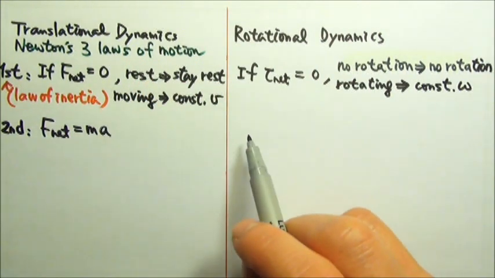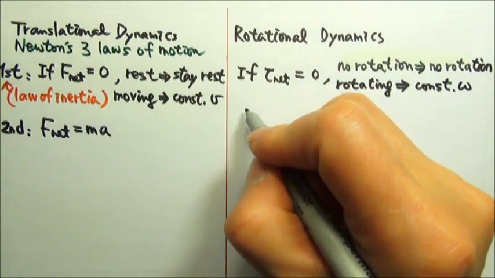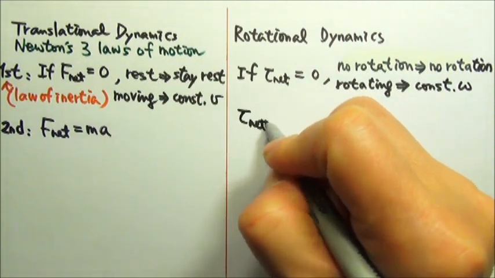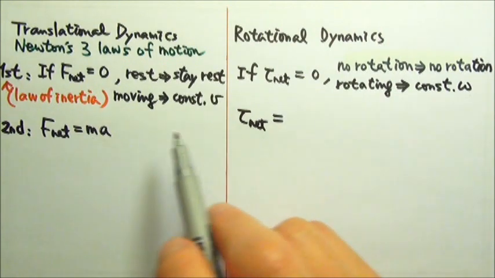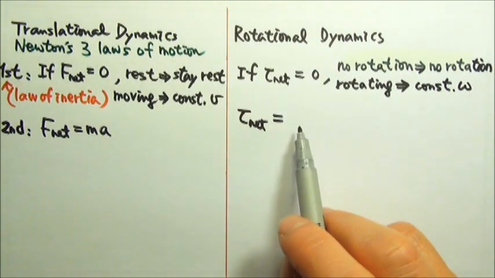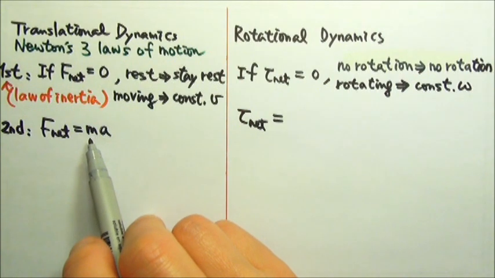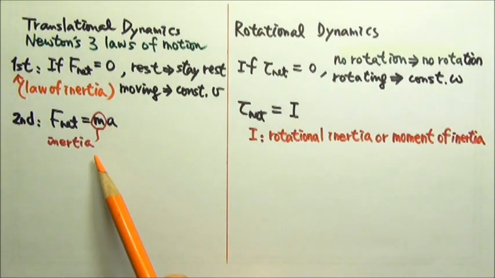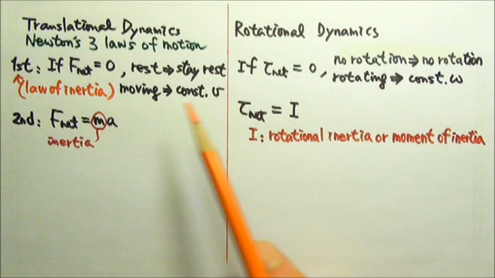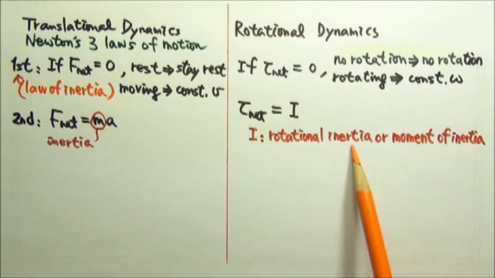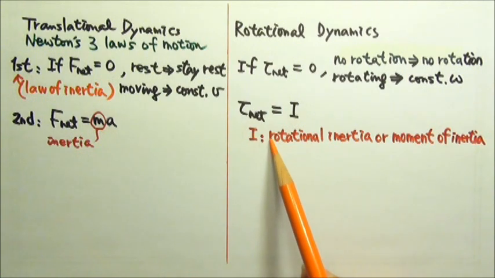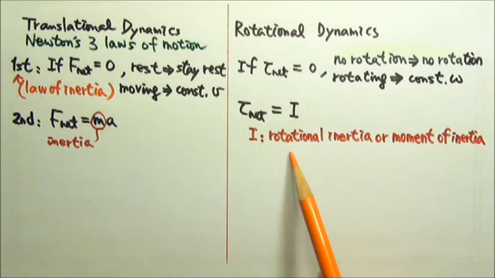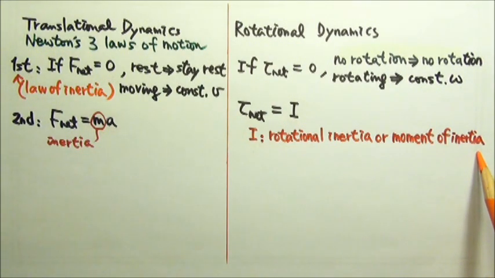So the second law's rotational counterpart would be net torque equals to, now this here is not mass. It is the rotational counterpart of mass. Mass is a measure of inertia, so its rotational counterpart is called the rotational inertia or moment of inertia. And we use capital I for it. We will learn more about this inertia in later lessons.